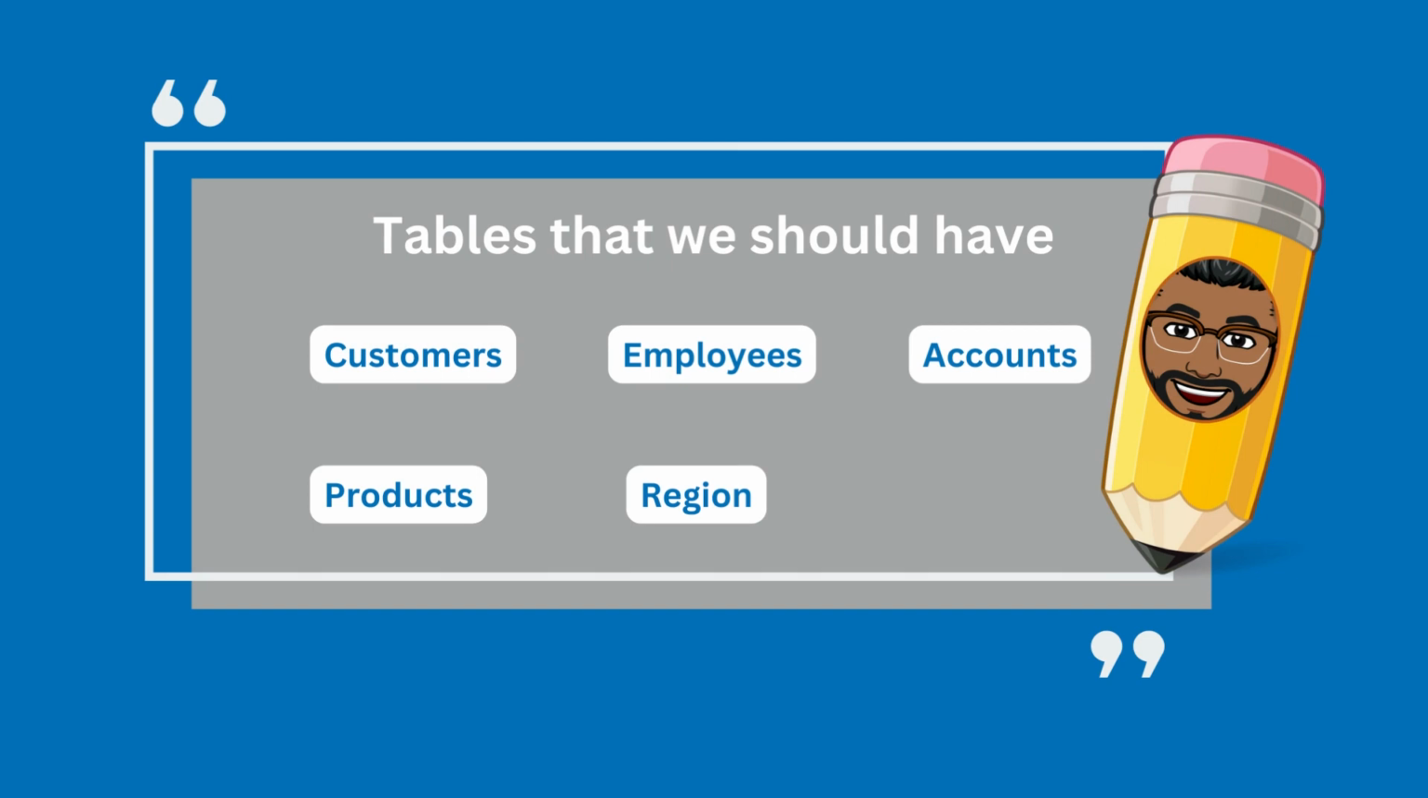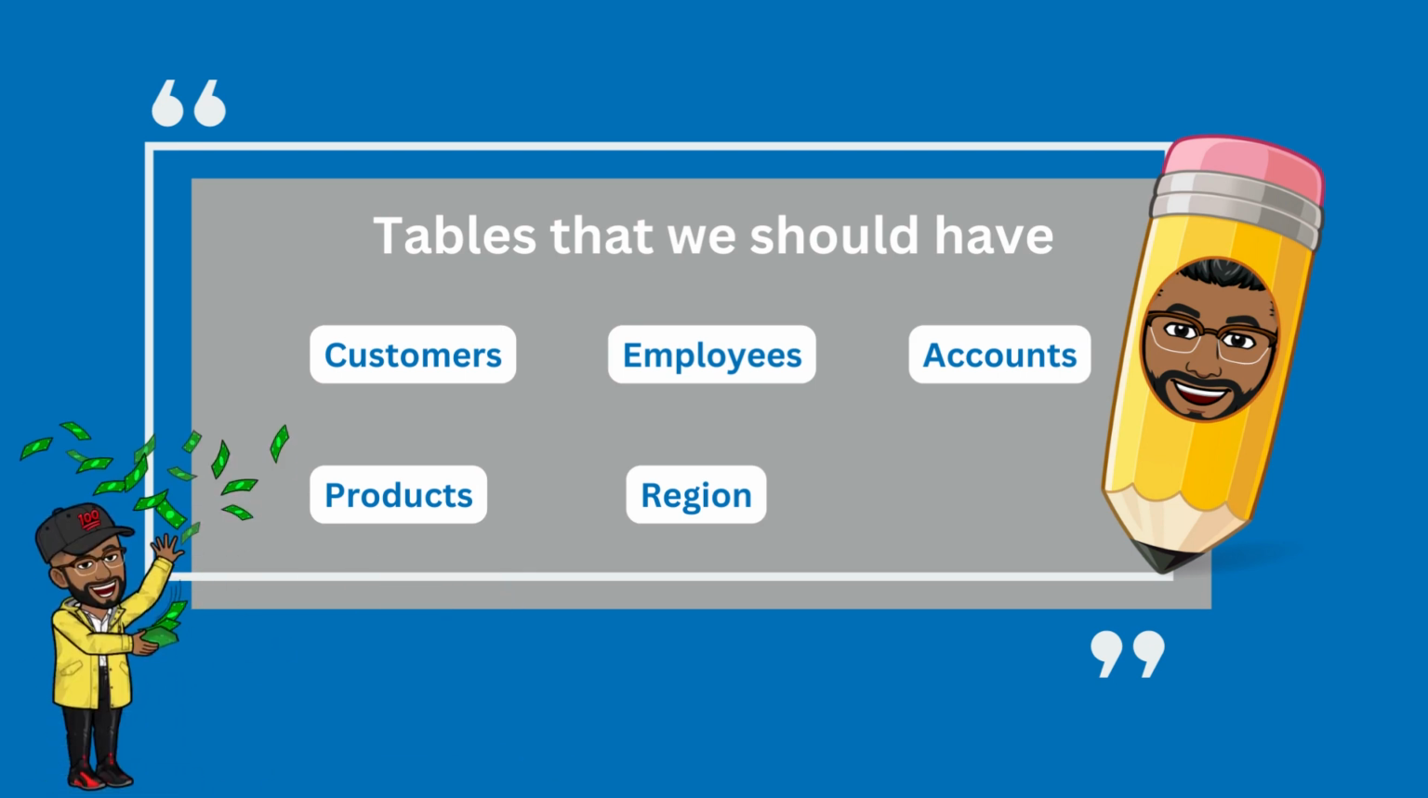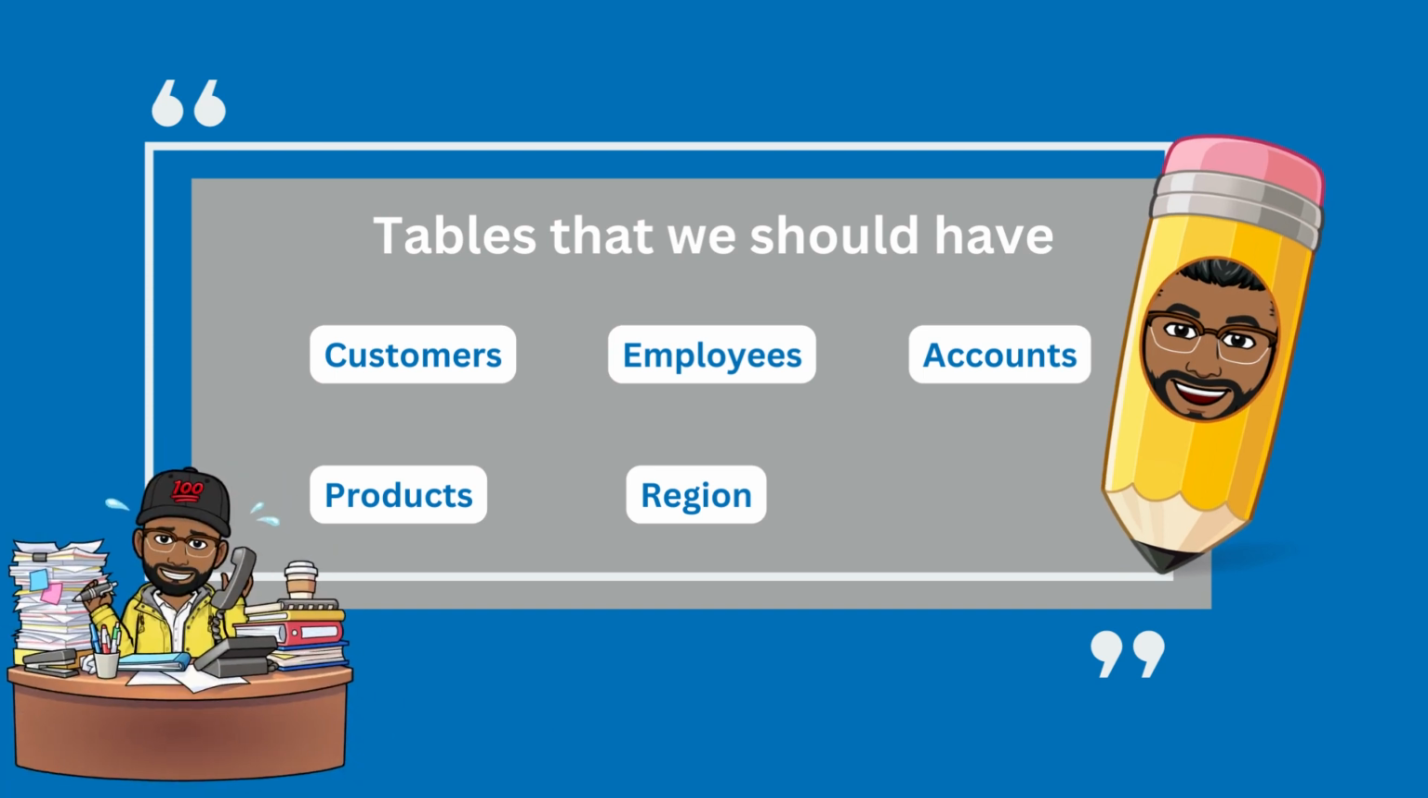In order to keep our customers' information, we need a customer table. To maintain our employees' details, we will have an employees table. To maintain the customers' accounts, we will have an accounts table. Now, to maintain product information, we'll have the product and region tables, to analyze sales by region: which region is performing well, which product is performing well, which account is doing the transactions, and which employee is doing well.